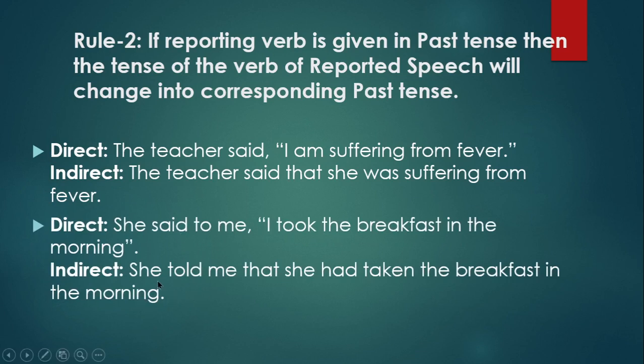Okay, next. She said to me, I took the breakfast in the morning. Okay, here you can see. Firstly, she said to me. For said to, we will use told. She told me that, and this I will be changed according to the subject. So I took the breakfast in the morning. This past simple tense will be changed into past perfect tense. Okay, she told me that she had taken the breakfast in the morning.